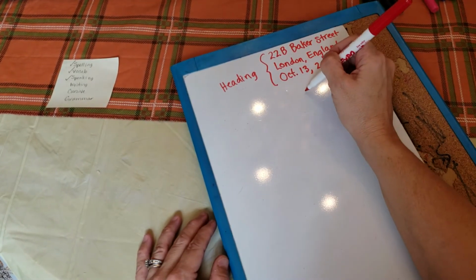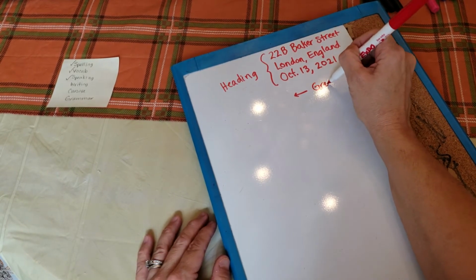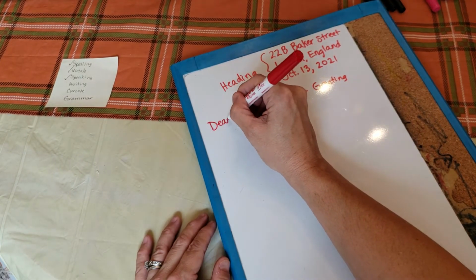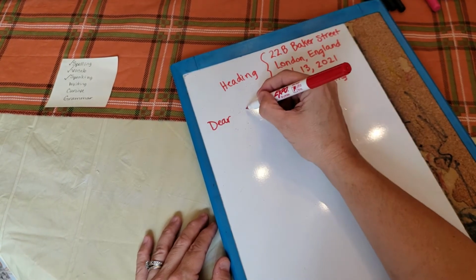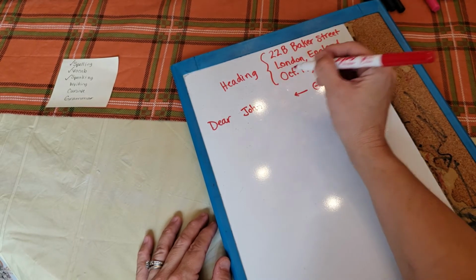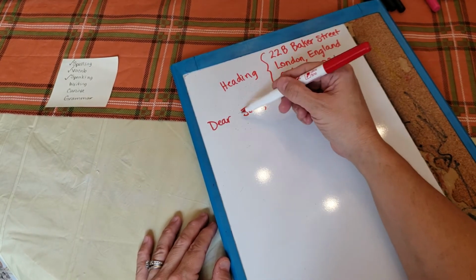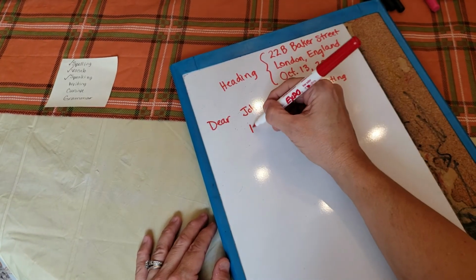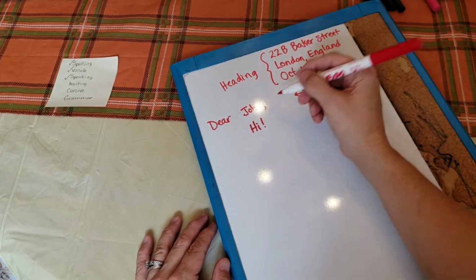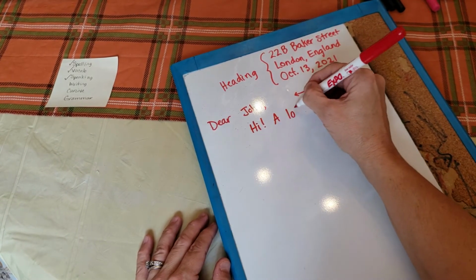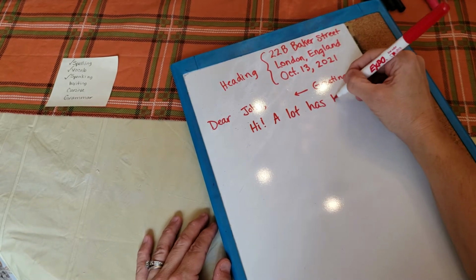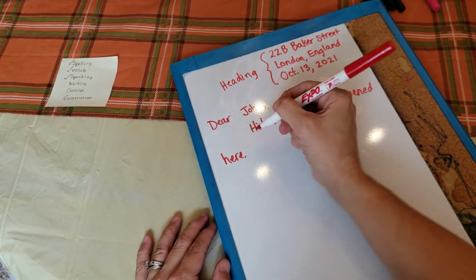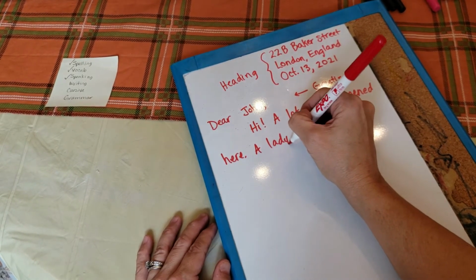All right, next comes the greeting. And we're going to write, Dear, who are we going to write this to? Let's do Dear John. All right. And then we indent right here. So we're going to go under the first letter of the person's name and just write a letter. In this case, I'm going to say, Hi. A lot has happened here. A lady in red stopped by.